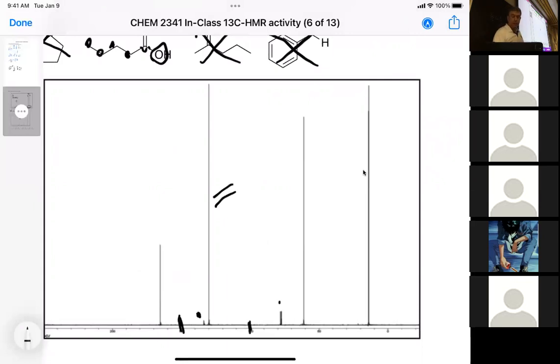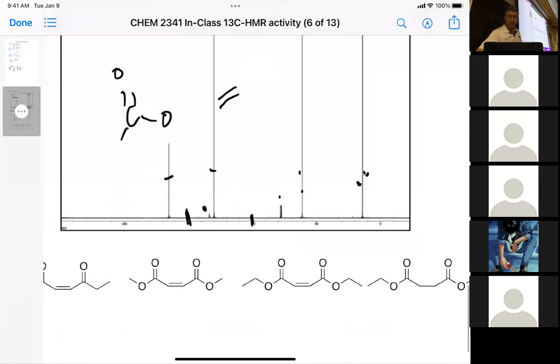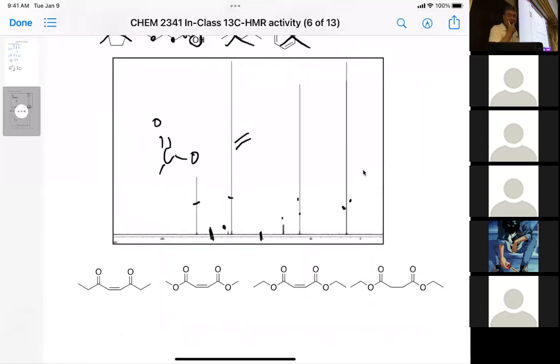Okay. And again, our 150 to 200, that has to be a carbonyl with an oxygen, nitrogen, or a halogen on it. And then we have 1, 2, 3, 4 peaks, and only 4 peaks. So let's look at our choices and see what we have here. Right away, I'm going to say the one on the far right can't be our material.